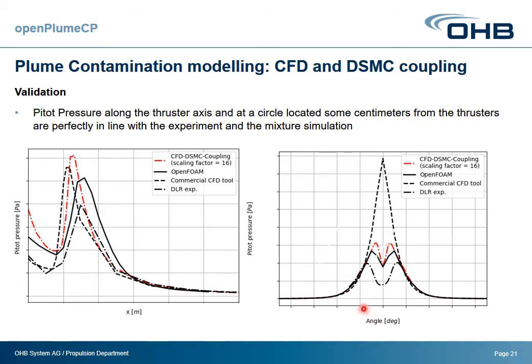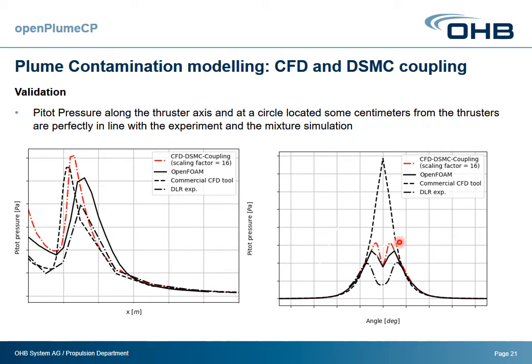So the red line there is the CFD DSMC coupling. You see that the experiment is this line, and we have the full OpenFOAM simulation and another commercial CFD tool, which you see is completely off compared to the height of the peak of the pitot pressure and also the form of the peak. So you see that OpenFOAM, for example, is underestimating the peak of the pitot pressure, and it's arriving a little bit later, whereas the CFD DSMC is showing better results because we are a little bit overestimating, but we are closer to the peak in terms of distance.